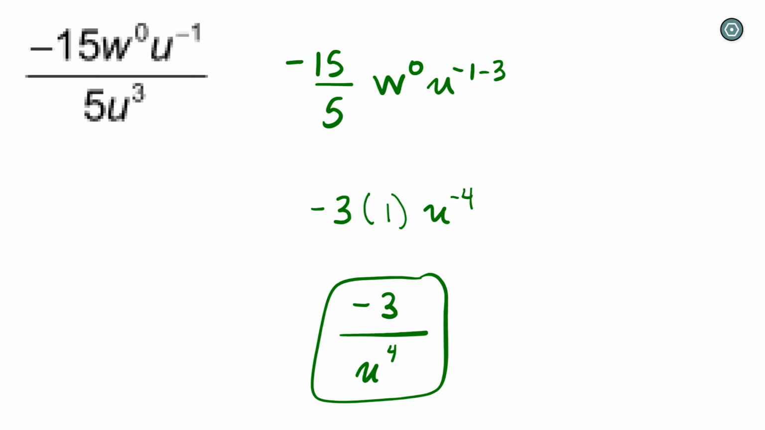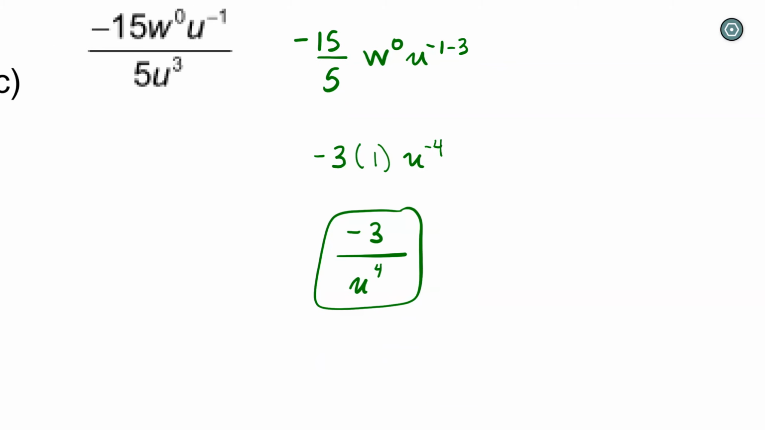Since I ended up with u to the negative 4, I can get rid of the negative by putting u to the 4th on the other side of my fraction. Right, because anything to the 0 power is 1.